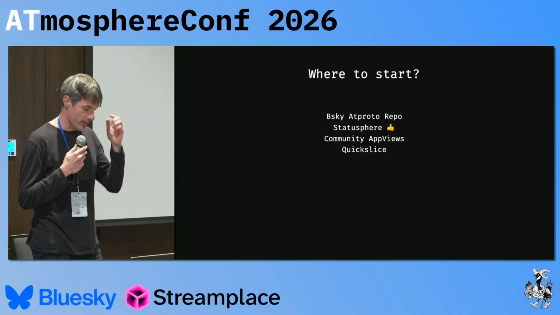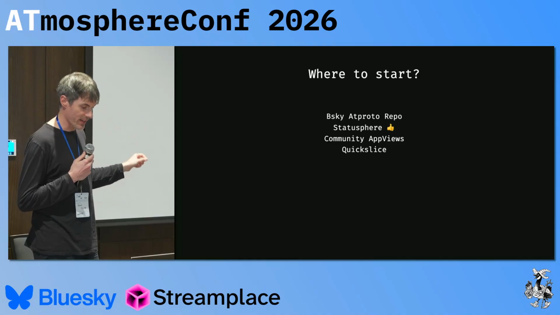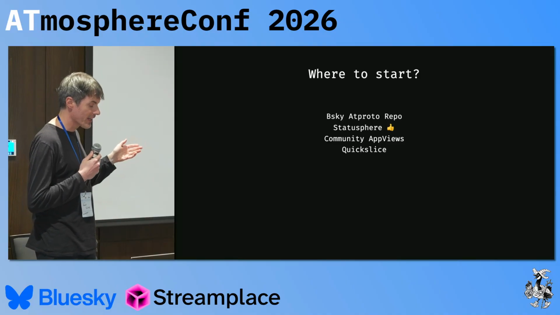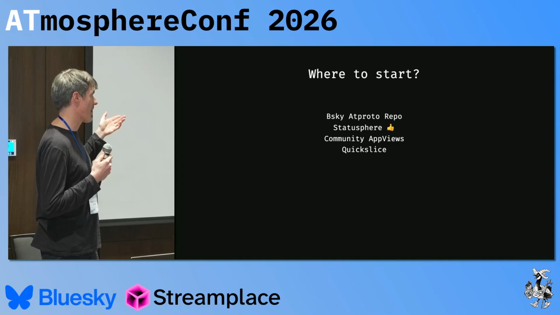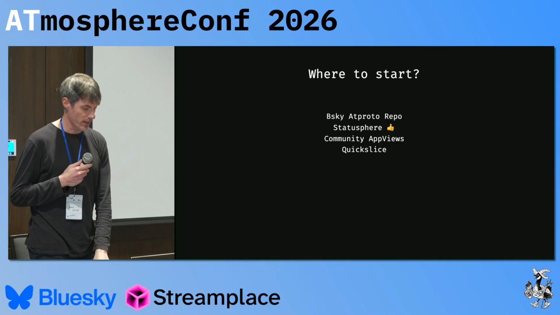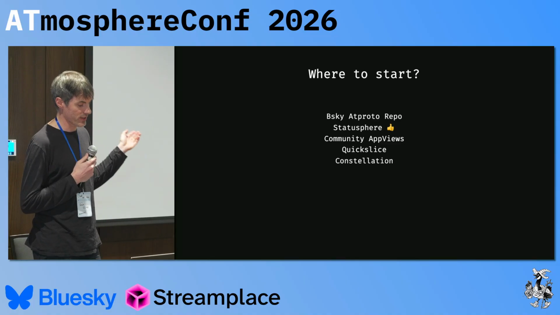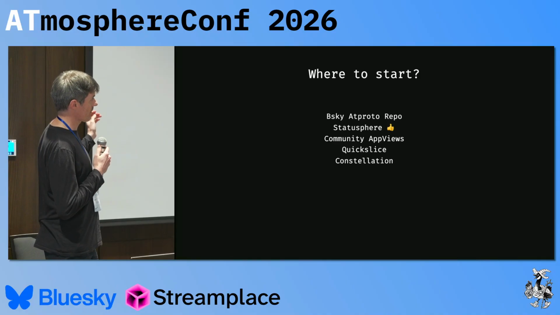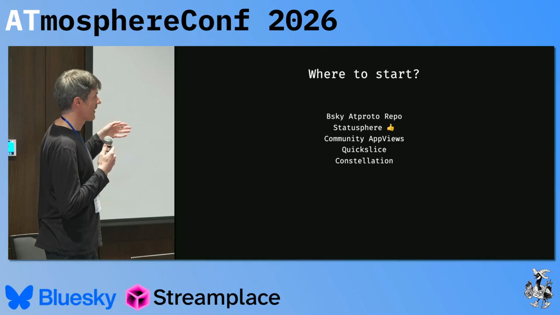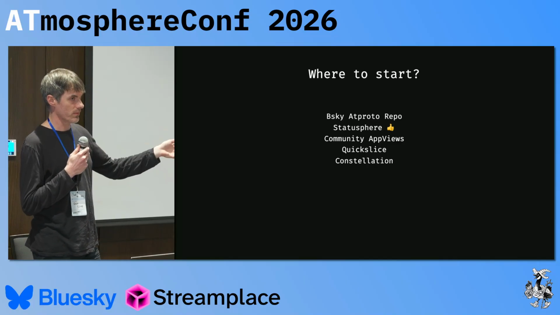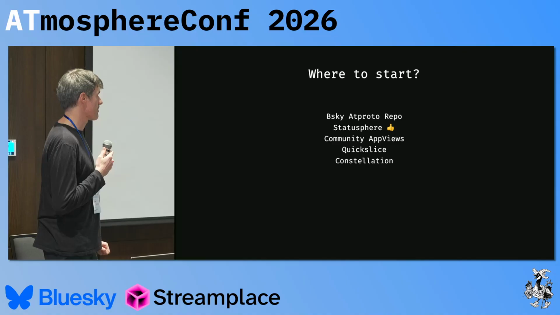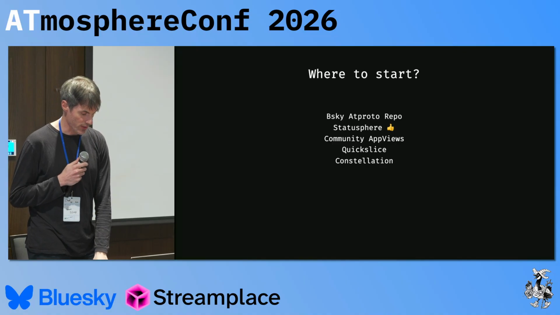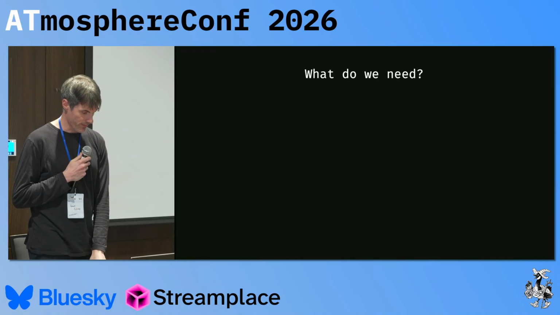I have spent some time putting patterns together into a service that you can just deploy called QuickSlice, and it maps your lexicons to a GraphQL API that you can just query without having to do a whole lot. And then there's also Constellation. Sometimes you might not need an app view. For example, npmx just wants to show the like count on their packages, so they can just use Constellation for that. So they don't even need an AppView.